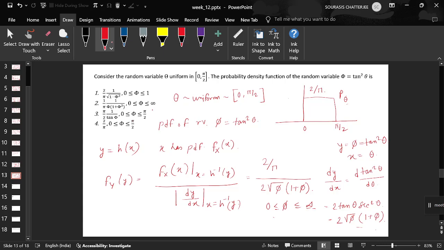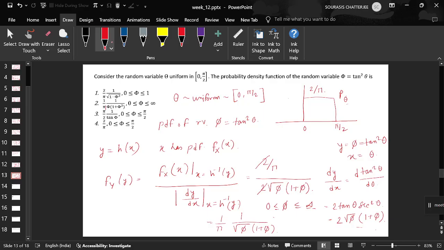So here actually the options are not matching, so let me just recheck my calculation once. dy/dx is tan square theta d theta... tan theta is square root of phi only, and 1 plus tan square theta is 1 plus phi. Okay, the calculation looks correct. These two terms will cancel out, so we'll basically have 1 over pi divided by square root of phi times 1 plus phi. So I guess this is the option which is closest, but it is not correct actually.